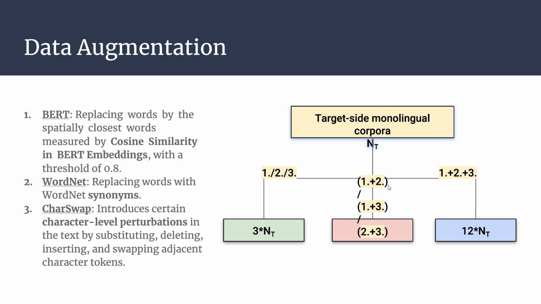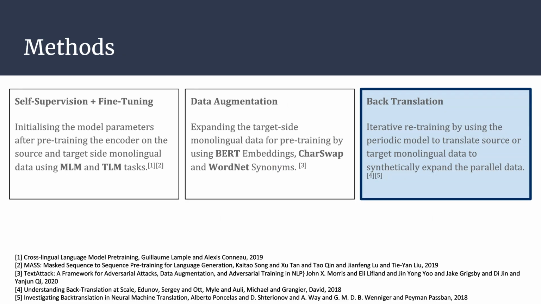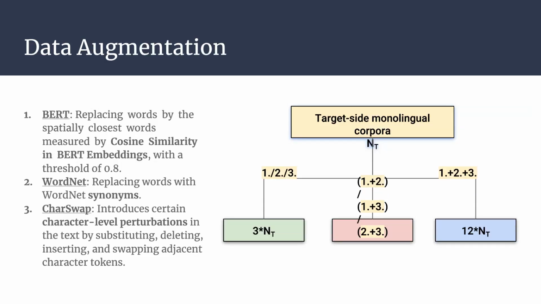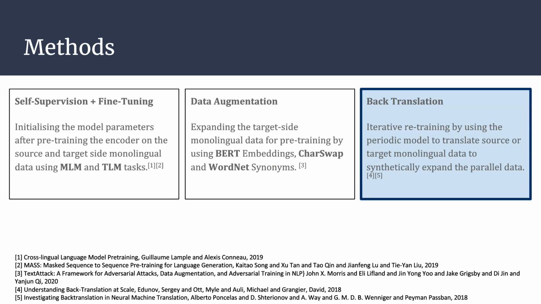If we use two of these approaches, we get about, I think there's a mistake here, an overlap, I think. So we get about seven times our target side monolingual corpora, while if we use all three approaches of BERT, WordNet, and CharSwap, we get 12 times that size. So we use the resultant target side different combinations to perform the monolingual text pre-training and the fine-tuning phases, and we note the differences, which I will present later.